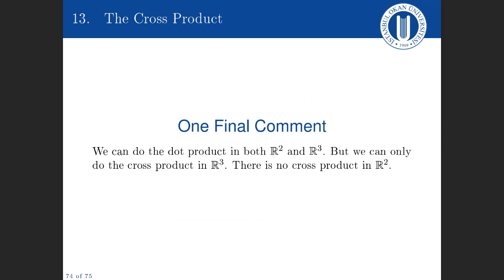One final slide, one final comment. We can do the dot product in both two-dimensional space and three-dimensional space, but we can only do the cross product in three-dimensional space. There's no cross product in R2. Why? Because to do the cross product, we need to use the left-hand rule. And we can't use our left-hand rule. We can't have three fingers pointing in different directions if we're only in two-dimensional space.